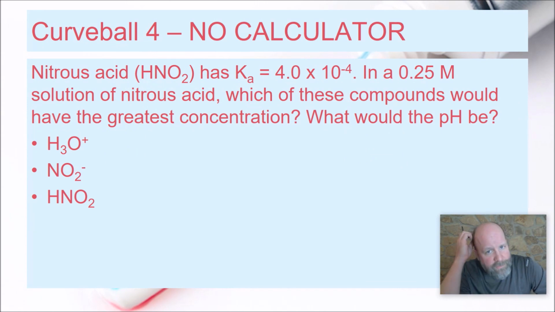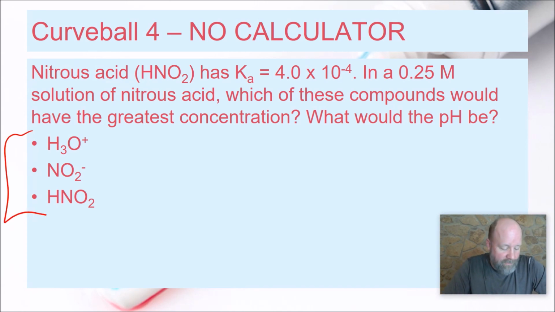Curveball number 4, try this with no calculator. This is actually kind of based on a multiple choice question that I've seen, in which, of course, you wouldn't get to use a calculator. So I've got nitrous acid. It's got this little bitty Ka. Since it's got a little bitty Ka, I know which of these three is going to be most concentrated, right? Because these two are going to be formed. My reaction is this.